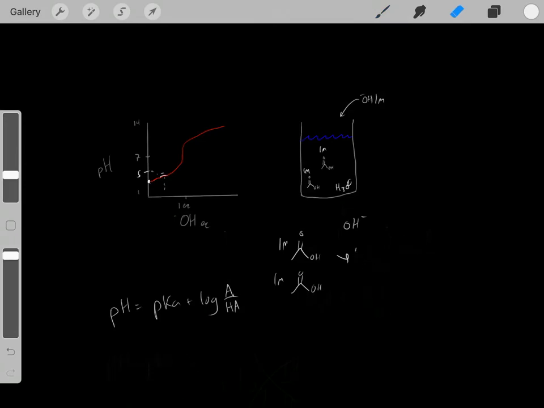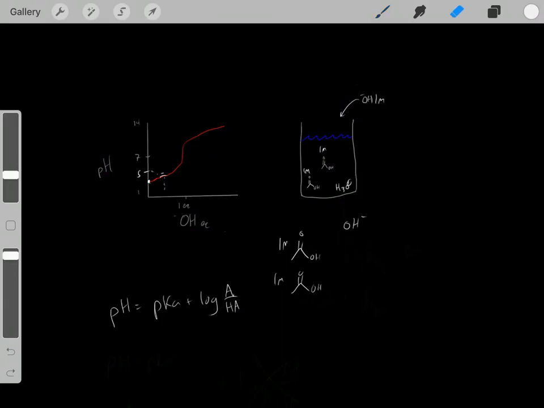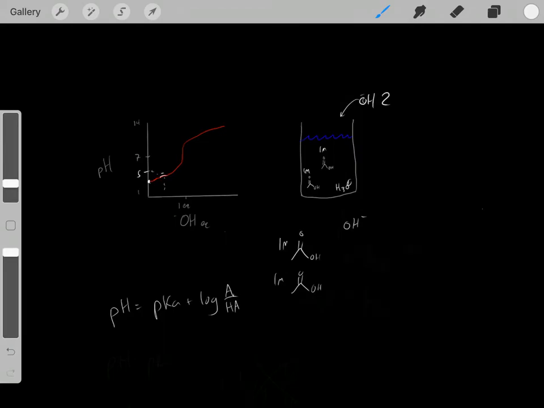But what happens when we add an equivalent amount, when we're at 1 equivalent? So again, if we have 2 of these guys, let's say we had 1 equivalent, so therefore we would add 2 of these OHs. Because again, that's one equivalent. We have one equivalent of these, so we have 2 of these, and we have 2 of these. So one equivalent of these equals one equivalent of these. We have even amounts. So what happens in that situation?